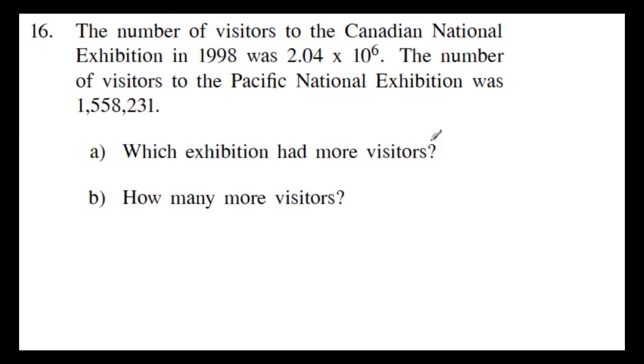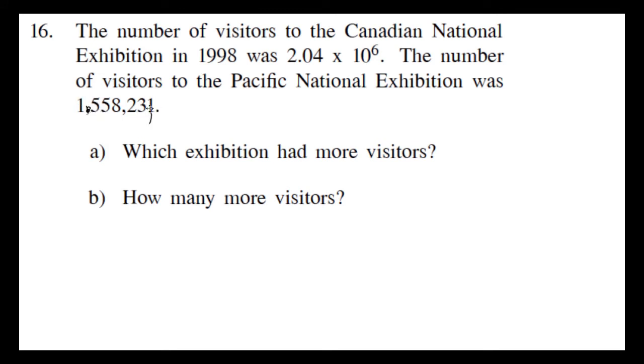The number of visitors to the Canadian National Exhibition in 1998 was 2.04 times 10 to the 6th. The number of visitors to the Pacific National Exhibition was 1,558,231. Which exhibition had more visitors? So that means we have a subtraction problem. So I'm simply going to change this number right here into scientific notation. We know from class that when we have the powers being exactly the same, we just add or subtract the number part.